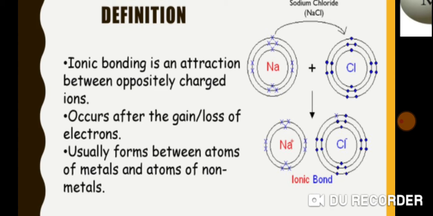Sodium and chlorine combine and form an ionic bond, and this is usually between the atoms of metals and non-metals. This kind of condition arises. So these are certain ionic compounds existing in the environment that have a crystalline structure, not distinct molecules. They are present in crystals. For example, sodium chloride, that would be called common table salt.